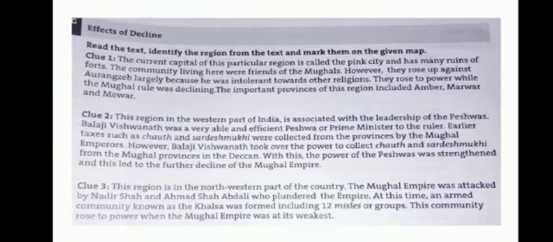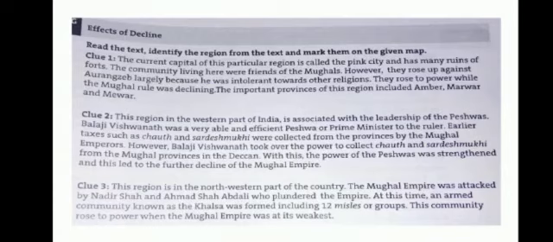Now, clue 3. This region is in the northwestern part of the country. The Mughal Empire was attacked by Nadir Shah and Ahmad Shah Abdali, who plundered the empire. At this time, an armed community known as Khalsa was formed, including 12 misl or groups. This community rose to power when the Mughal Empire was at its weakest. By the word Khalsa, I hope you got the idea that they are talking about Punjab.